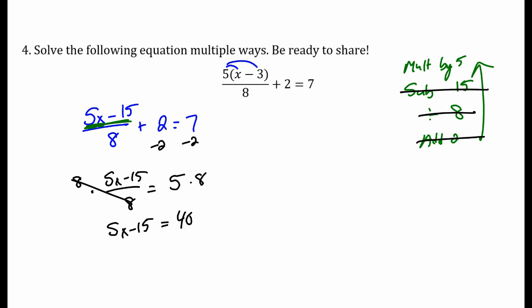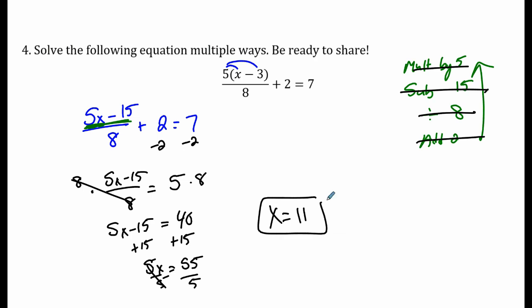How do I undo that subtracting 15? I add 15. 5 times x equals 55. I don't care about 5 times x. How do I undo multiplication? I divide. And I end up with x equals 11 as my solution. And there's no reason I get this wrong because I can check it. I can check that x equals 11 is actually the solution.